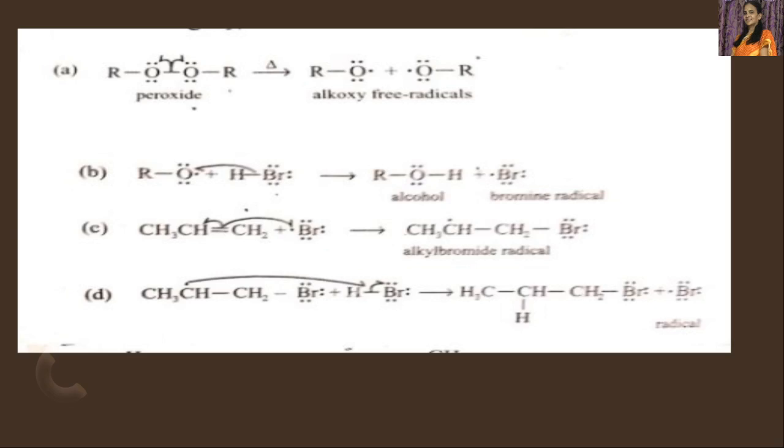And this is a chain reaction, and it goes like this. In this reaction, we can show it like this. So this is peroxide in the presence of H nu, that is light. It decomposes to form an alkoxy free radical.